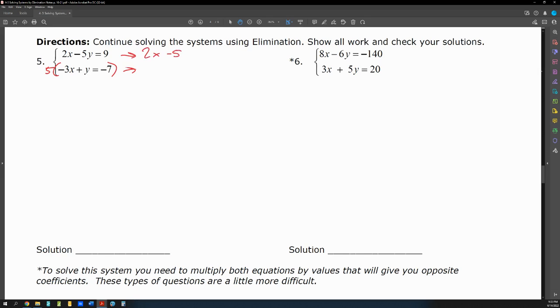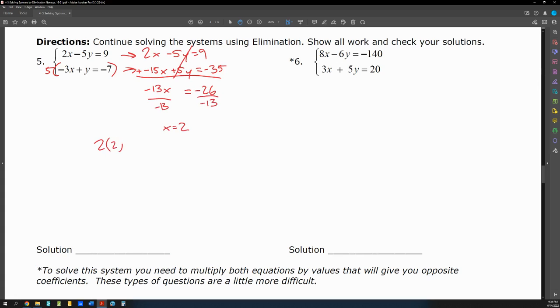So we have 2x minus 5y is equal to 9. The bottom equation, 5 times negative 3 is negative 15. 5 times 1 is just 5, so 5y. And 5 times negative 7 is negative 35. All right, 2x plus negative 15x is negative 13x. Negative 5y and positive 5y cancel, and 9 plus negative 35 is negative 26. Dividing both sides by negative 13, we get x is equal to positive 2.